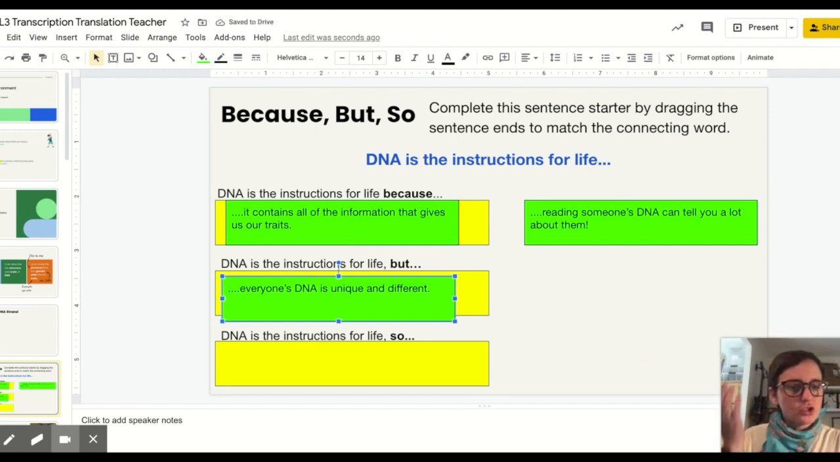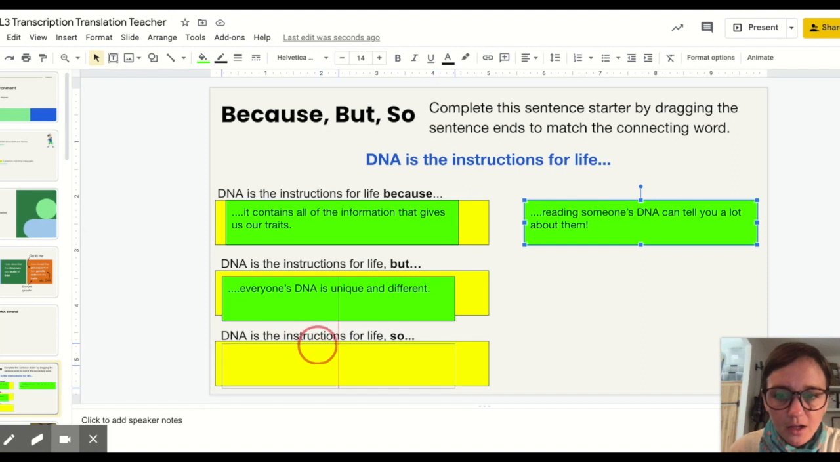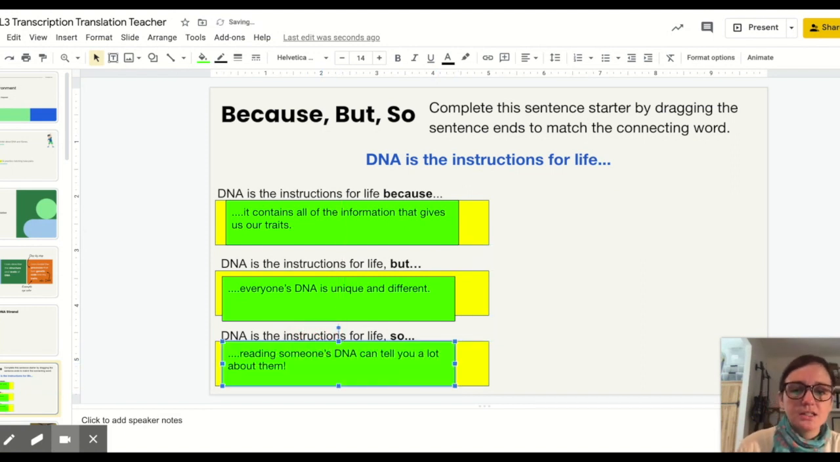Awesome. So these are two sort of separate ideas that are connected. And finally, DNA is the instructions for life. So, what can I do with that information? That tells me that I can read someone's DNA and learn a lot about them. So these sentences, this is just a little bit of practice with writing. As you get into more and more writing about science, we're going to use this information, and I think it's going to be really useful.